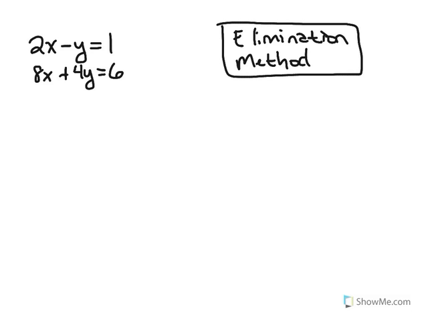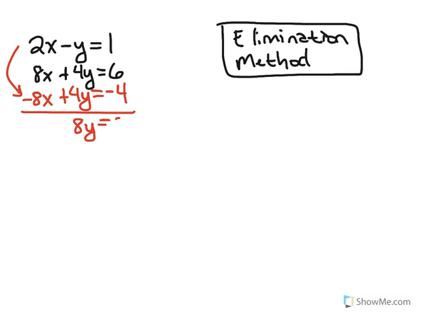Another way to proceed would be to multiply the first equation by negative 4, which would give us negative 8x plus 4y equals negative 4. Then we could add the second and third equations, and there wouldn't be any x's left. It doesn't matter which way you go. You should get the same answer either way. Let's go ahead and finish the problem using this method.